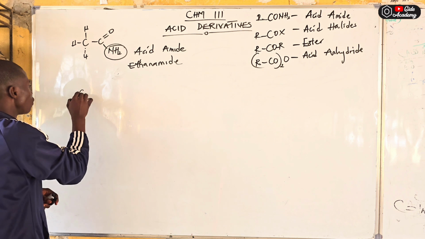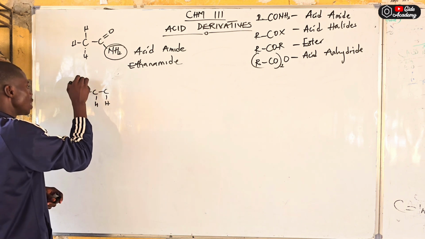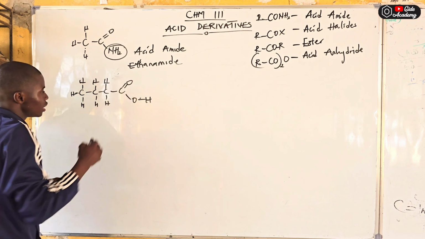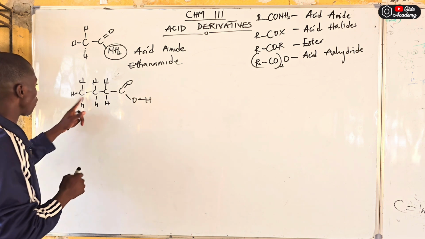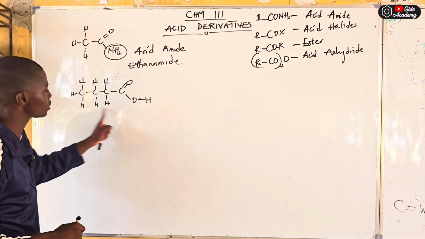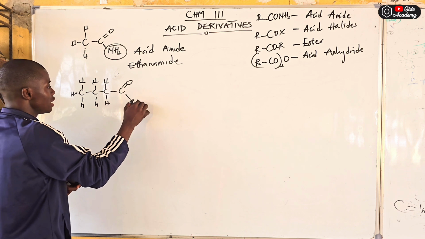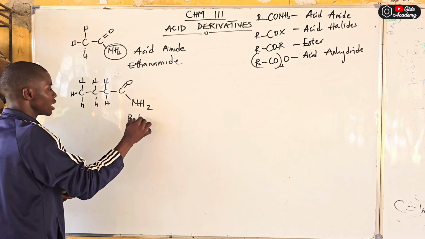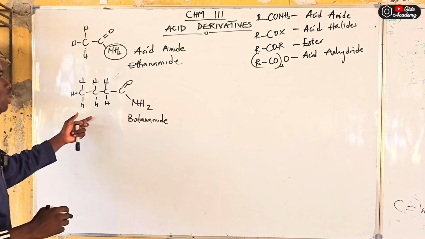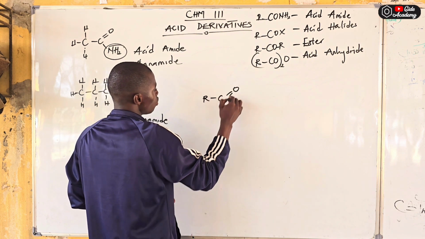Ethanamide. So if you have 1, 2, 3 hydrogen, here is hydrogen, here is hydrogen. Let's draw the carboxylic acid. Now, this one here is called 1, 2, 3, 4, and this is a carboxylic acid. So you refer to this as butanoic acid. When this OH is being replaced by NH2, it is now called butanamide. Butanamide, which is also referred to as an acid derivative.